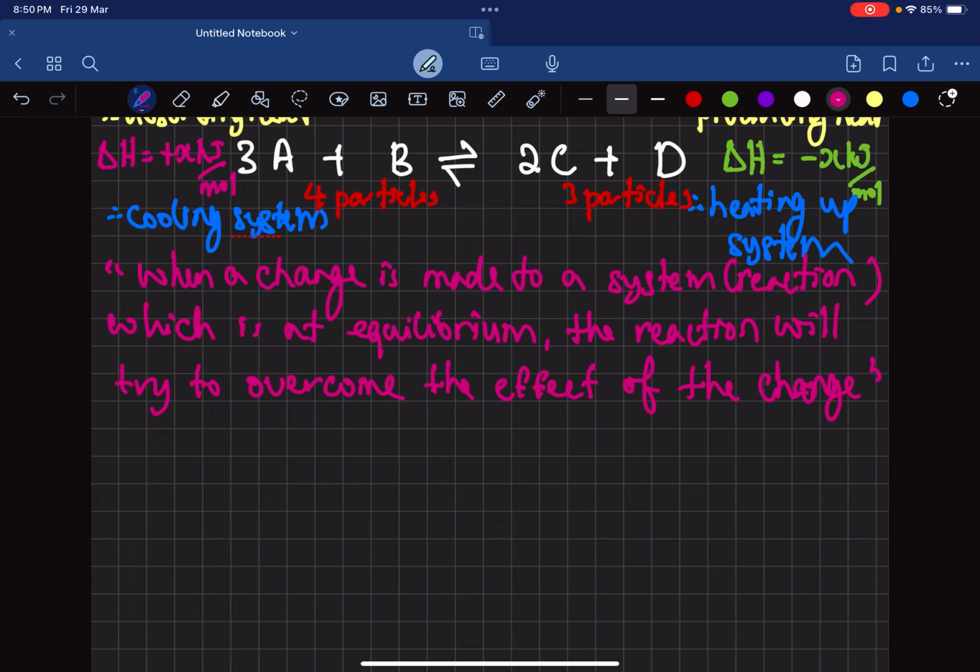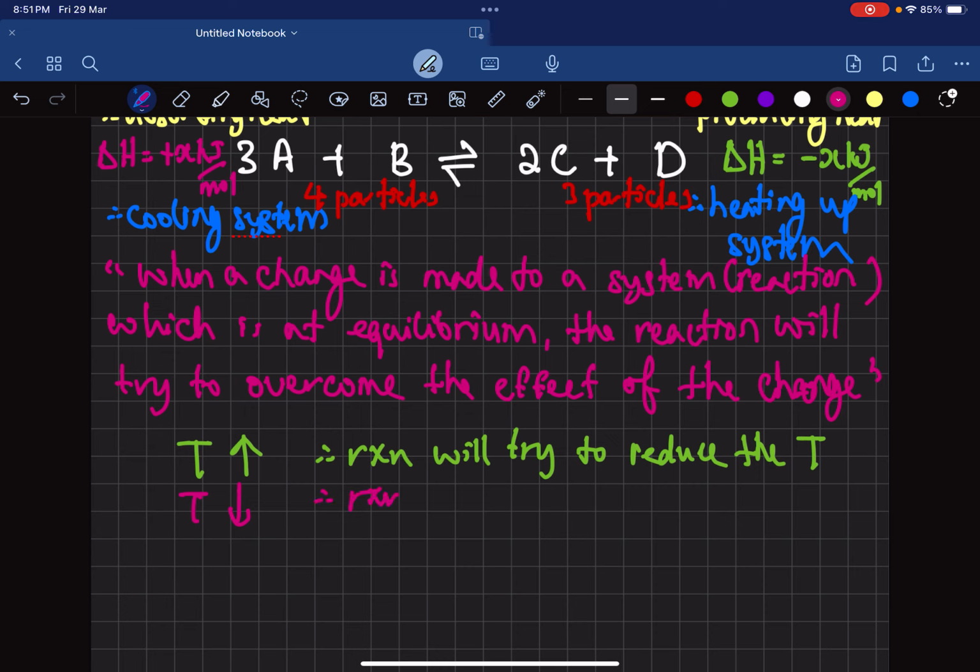For example, in very simple terms, if you try to increase the temperature of a reaction, the reaction will try to reduce the temperature. So it will do the opposite. And if you decide to reduce the temperature of the reaction, the reaction will try to increase the temperature. So it will do the opposite of what you have done.